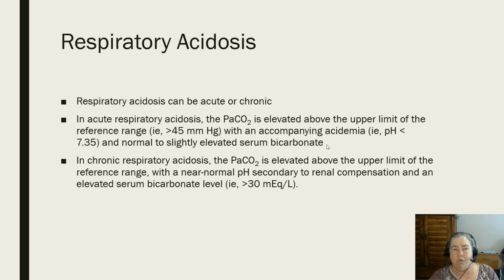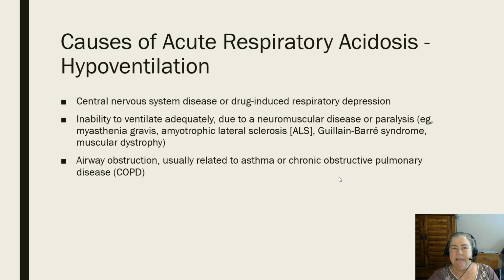But if it's a chronic respiratory acidosis, the pH will come back towards normal. The PaCO2 is quite high, but the pH is not as low, and there is an elevated bicarb level because of renal compensation. So the elimination of hydrogen ions by the kidney and the production of more bicarb. Again, the first is something that's acute. This is something that has been happening slowly. What are the things that cause acute respiratory acidosis?